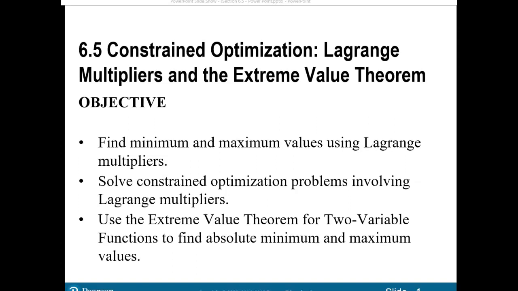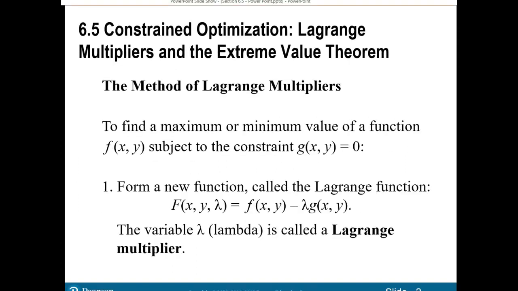All right. So, first definition, the method of Lagrange multipliers. If you remember, in the last section we found maximums and minimums using the D test. This is just another way of finding a max or a min using a Lagrange multiplier when you have constraint equations. So to find a max or a min value of a function subject to a constraint.